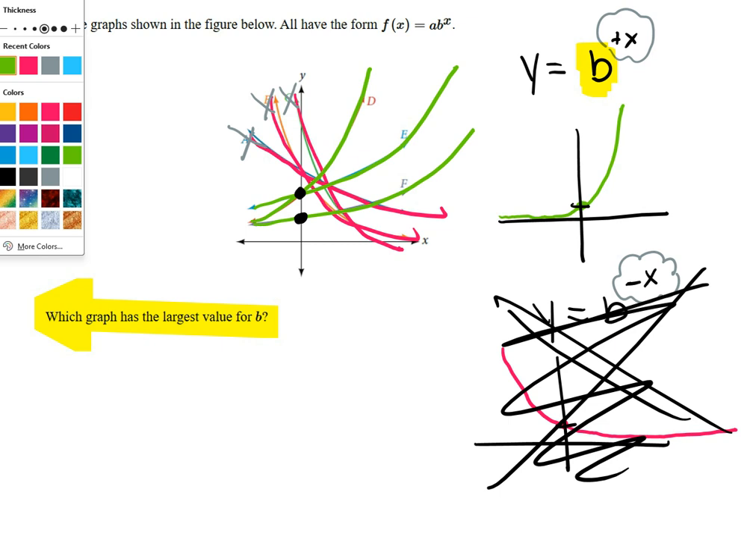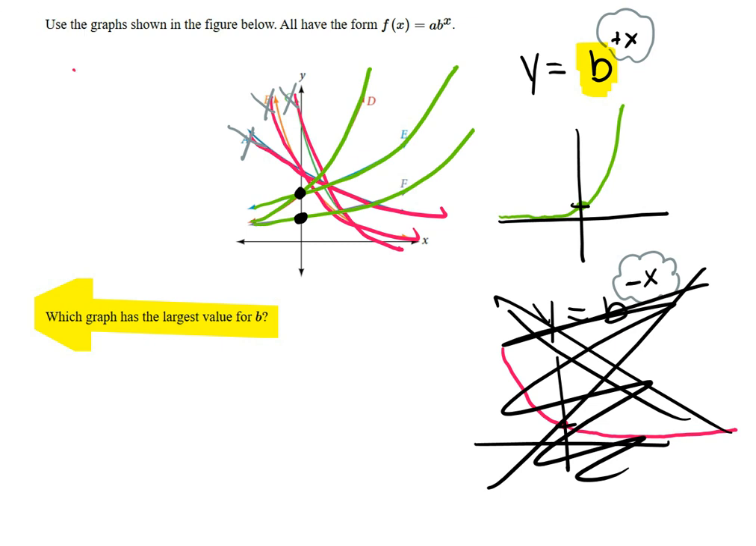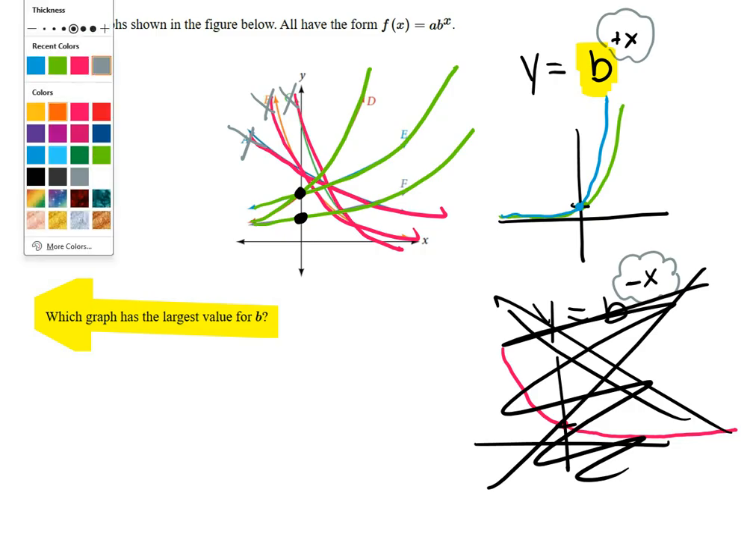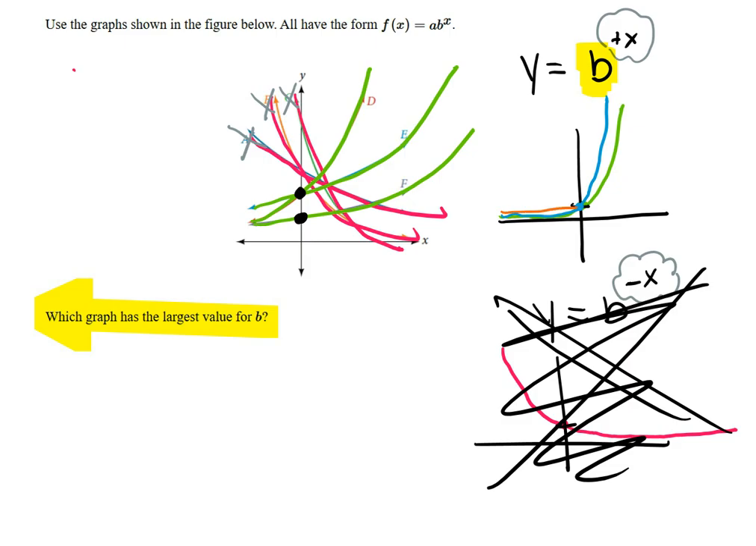If I had another line that came along here, went through that point, and then shot up a little closer, it's shooting up faster, B is getting bigger there. And then if I had another one that's running along, goes through, and then it shoots up like that, it's getting even bigger. The closer and closer the curved part hugs the y-axis, the larger your base is.